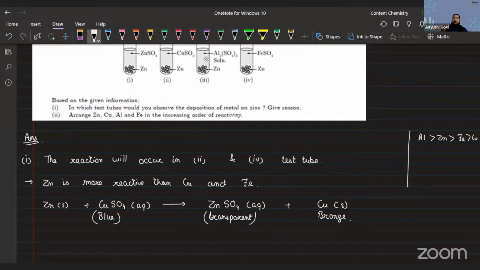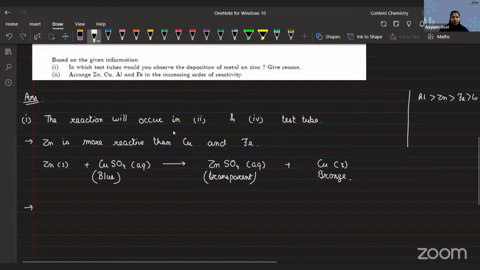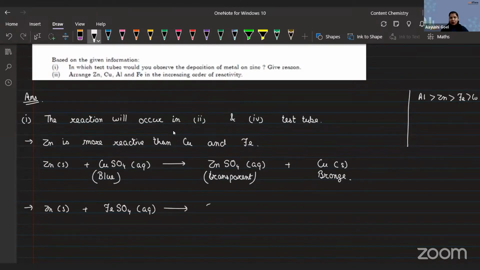This is a color change which I can see. Similarly, we can write it in the second phase. So second phase, we are having zinc reacting with ferrous sulfate, giving you ZnSO4 aqueous plus Fe solid. And zinc, iron sulfate is your green color solution. And it will change to silver or black color, whatever you want, you can write.